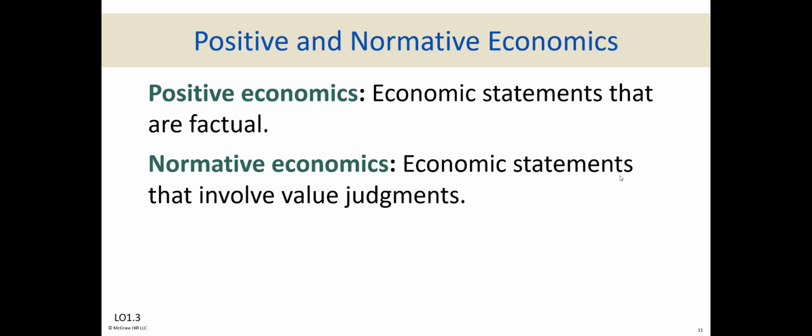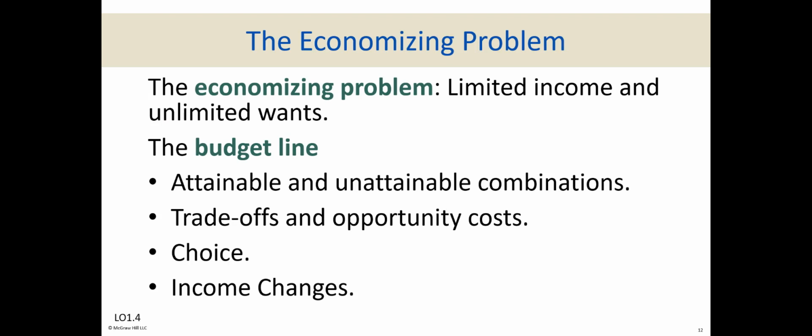And the next topic that we need to understand is the difference between positive and normative economics. Positive economics are the economic statements that are factual, based on the data. So if you're saying France has a higher unemployment rate than US, which is factual, right? It's in the data. Then you're talking about positive economics. But if you are talking about an economic statement that involves a value judgment, then it's normative economics. Like for instance, France should help unemployed people. It involves your value judgment. Therefore, it's normative economics.